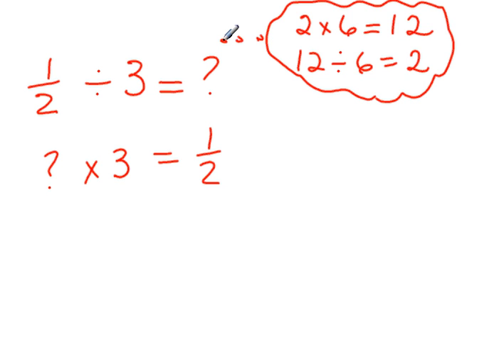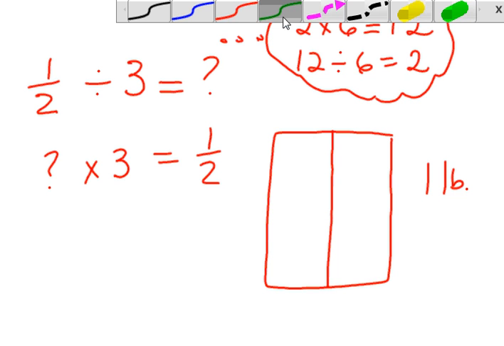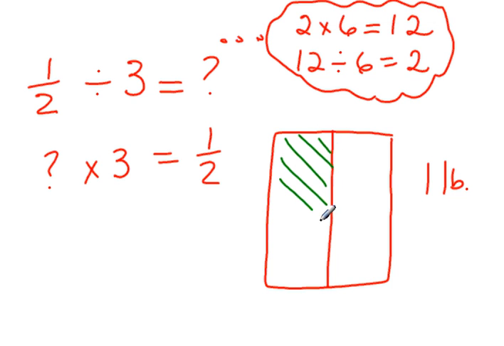So let's think of a model of how we can represent our thinking. So here's our whole pound of chocolate. That's 1 whole pound of chocolate. And we want half of it. So we're going to choose a different pen color to mark off our half a pound of chocolate. So here's our 1/2.